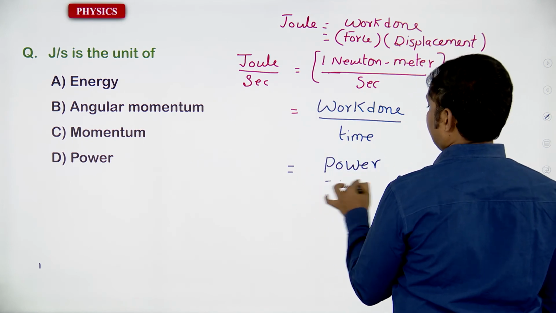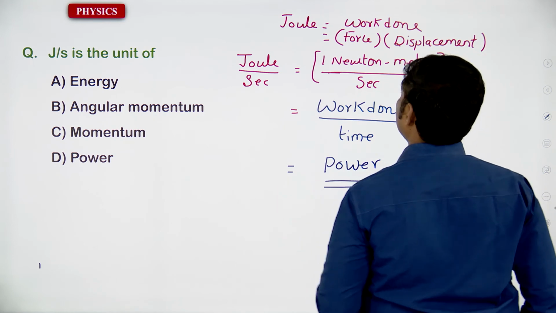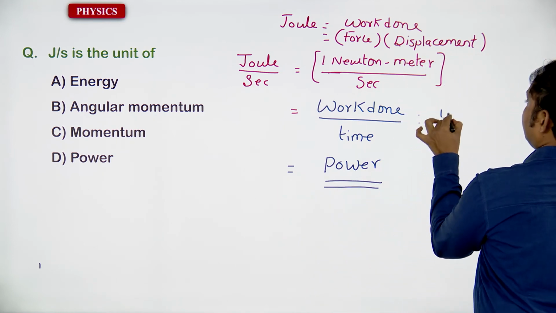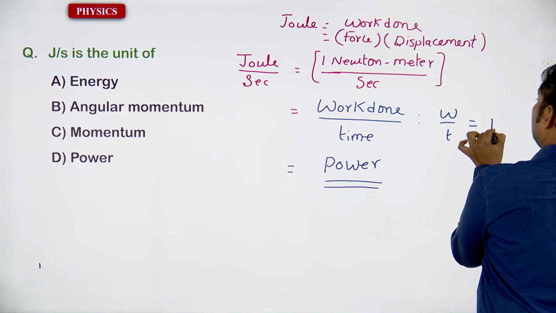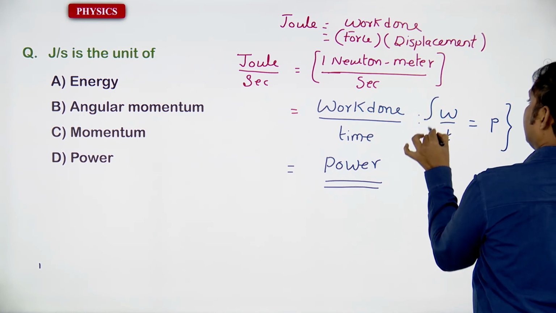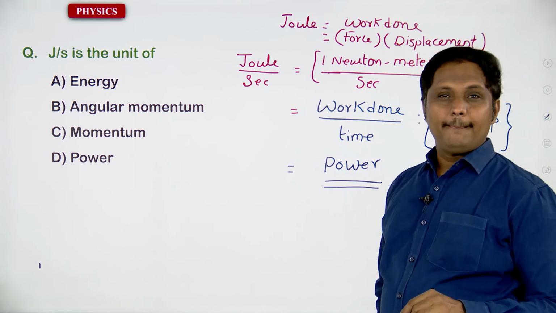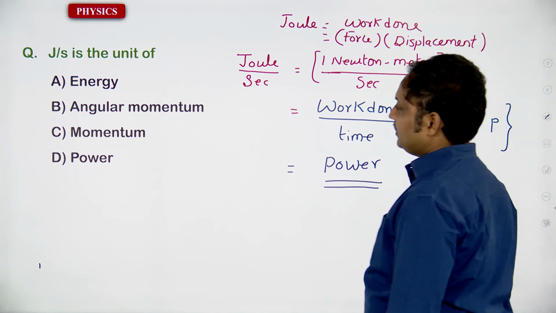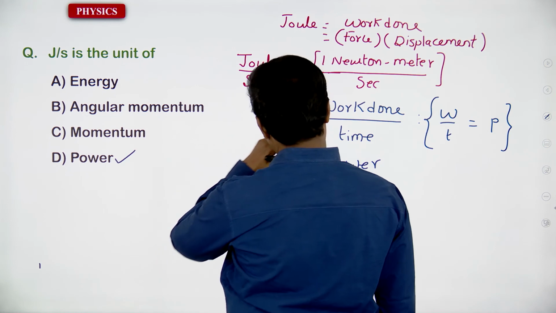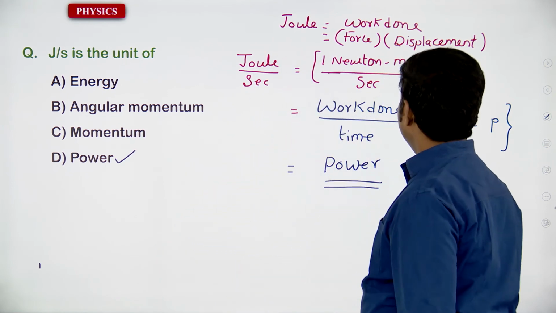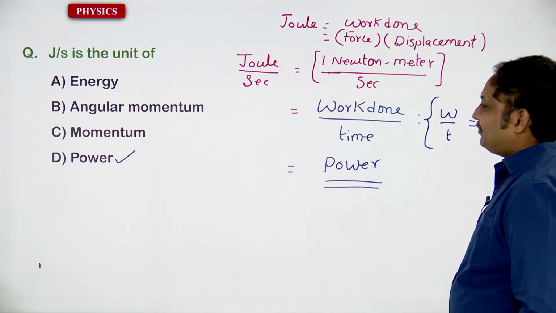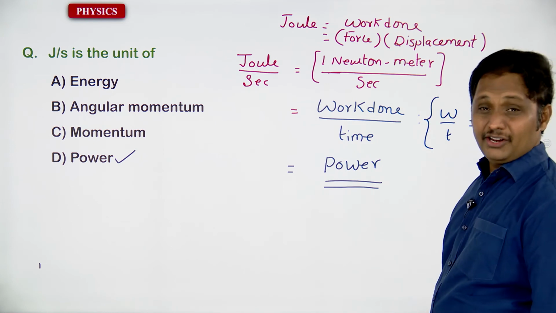It's very clear. So yes, W by T is equal to P. It's very clear, you know. You have to take that. It's going to be that power. Just you have to see, this is the correct answer.